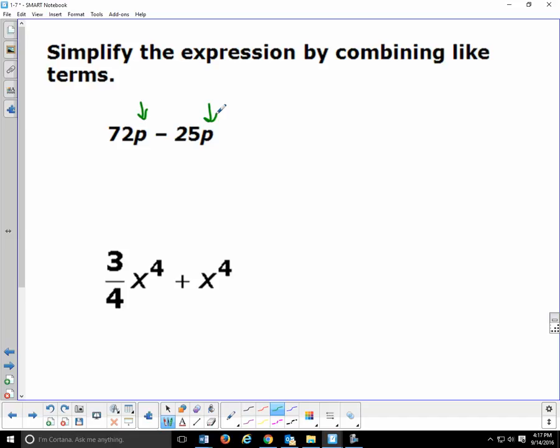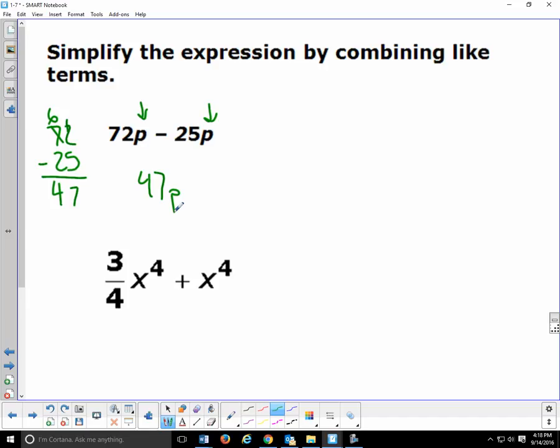Since they have the same variable, we're going to combine those together. We're going to subtract, and we're going to get what? 47. Double check my mental math here, because I don't want to get it wrong. Yes, 47. Good. Whew. So I'd have 47 p's left over. I combined those like terms together.